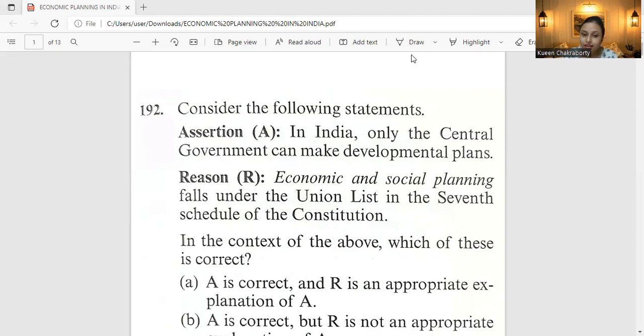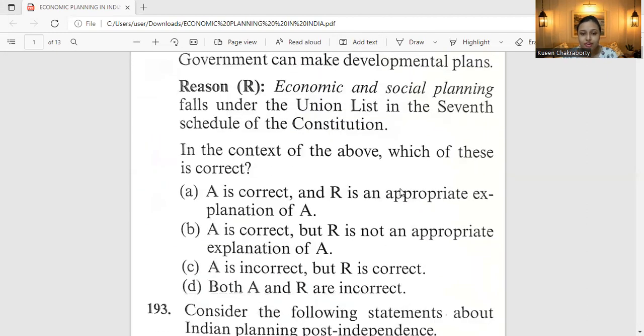A is correct and R is the appropriate explanation of A. A is correct, but R is not the appropriate explanation of A. A is incorrect, but R is correct. Both A and R are incorrect.